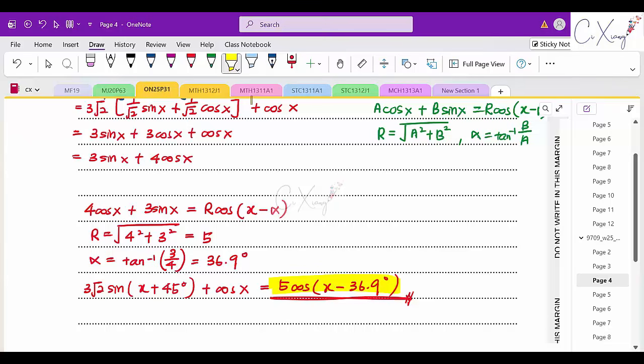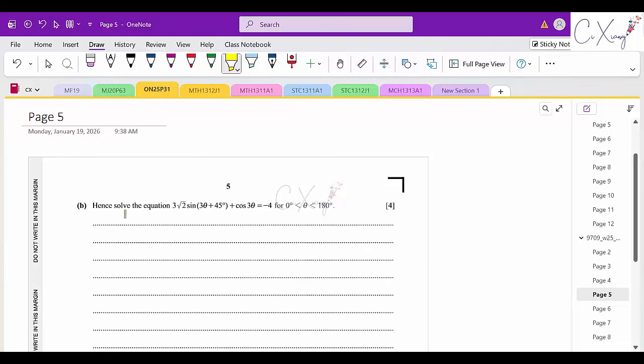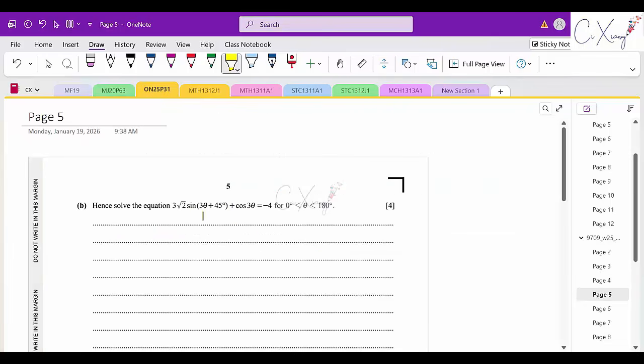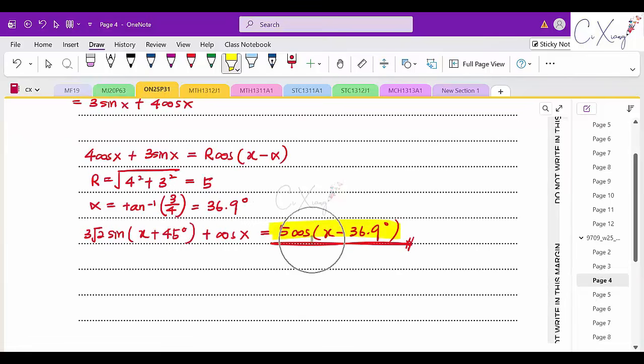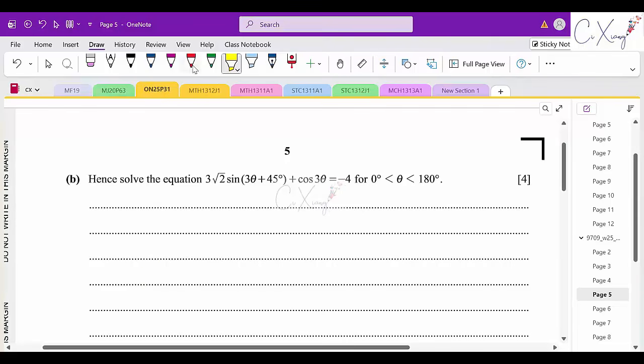Right, then let's continue to part B. For part B, they want you to solve this equation, which is equal to -4. And I want you to observe that just now in part A, our equation is in terms of x. Now you have something with 3 theta, which means you have to replace all the x by 3 theta. And we know that this equation can be written as 5 cos(x minus 36.9), right? You can directly substitute the result that we have in part A into here to solve it.